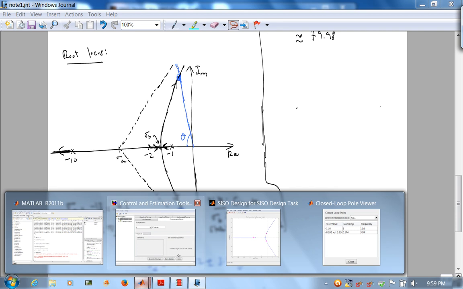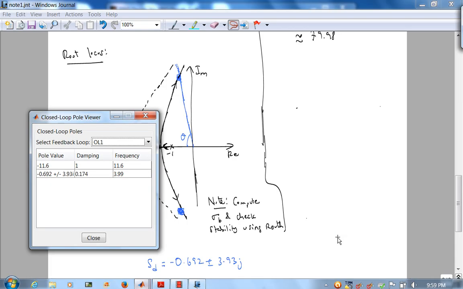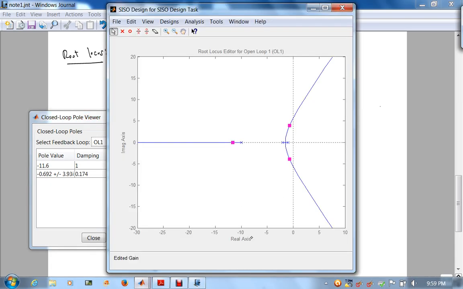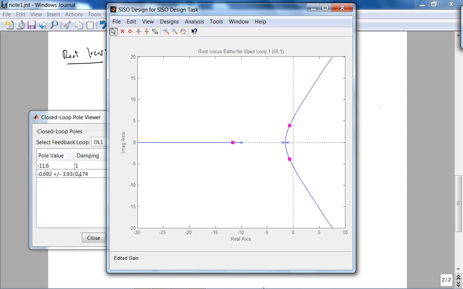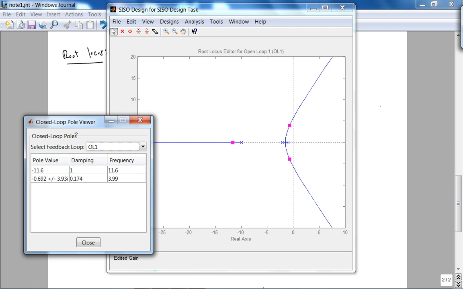So here it is. Okay, here's our root locus, and I have found that for 0.174 damping, I have the closed loop poles, the dominant ones. You can see that these are dominant because I don't have any finite closed loop zeros. The third pole is obviously real, and its magnitude is much greater than five times the magnitude of the real part of the dominant ones. So these are our dominant poles in this case, and you can see the damping is pretty nice.